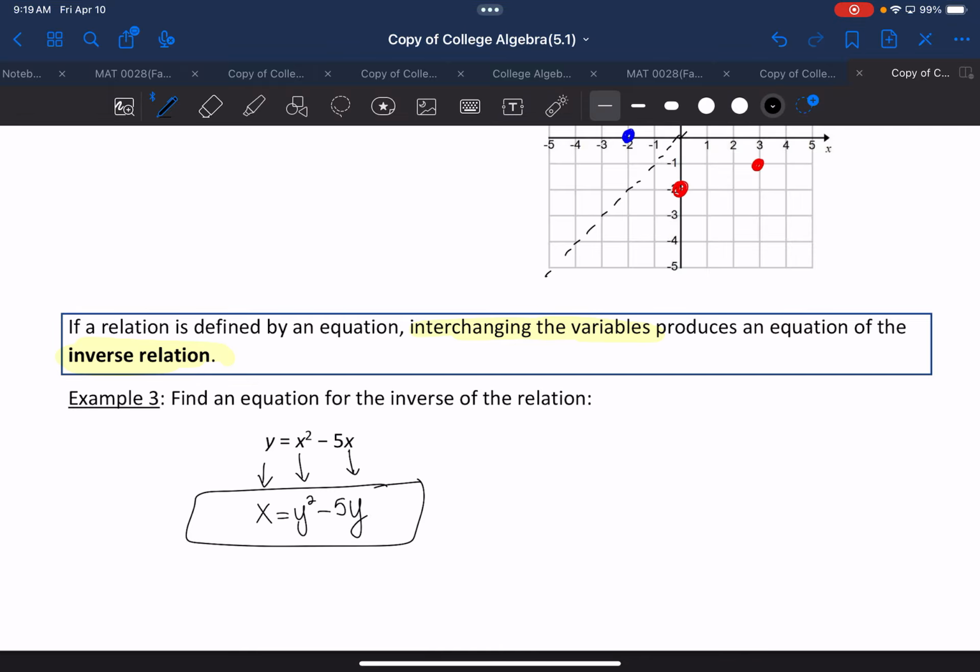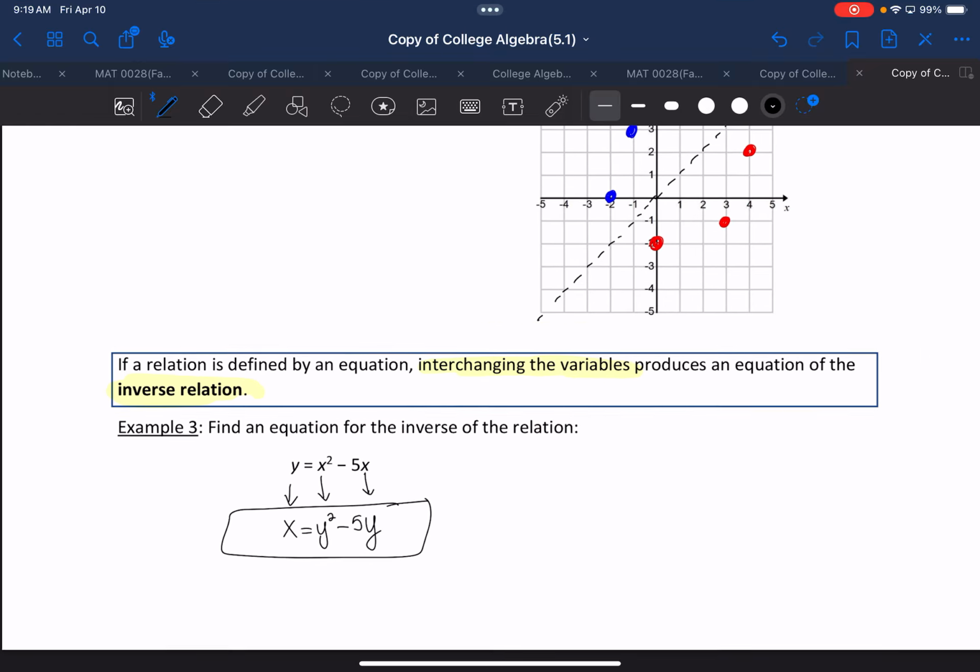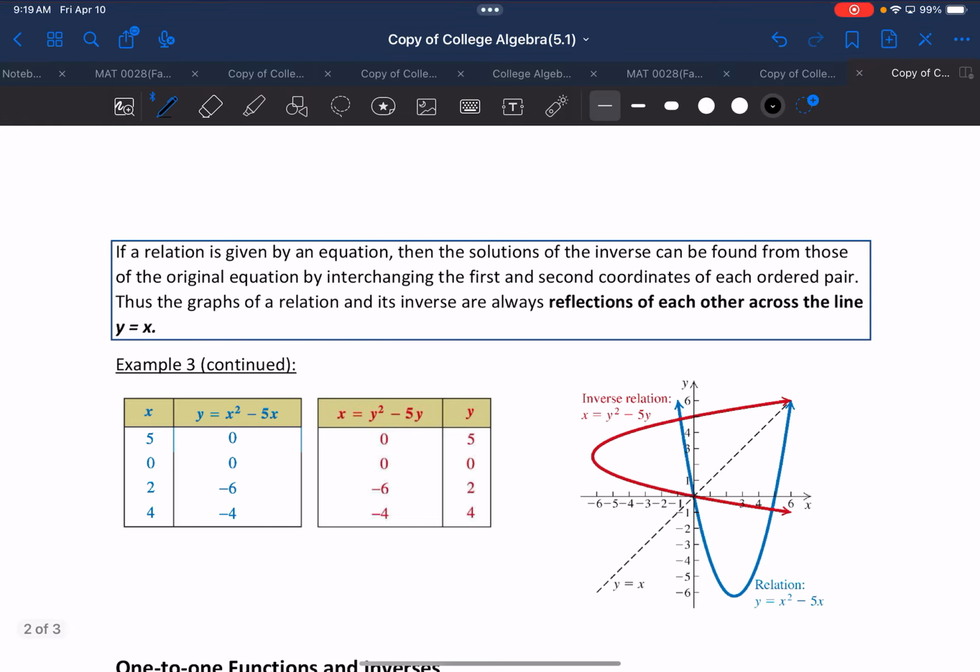Now, when we start dealing with functions, we will have to solve this for y after we do this. But if it's just a relation, then this would be fine. This would be an acceptable answer. Okay? And again, we're going to see that.